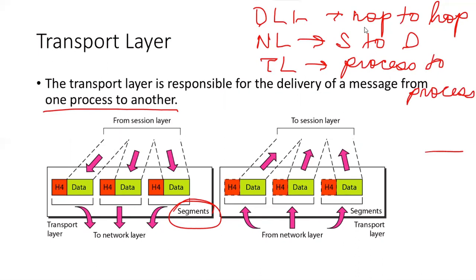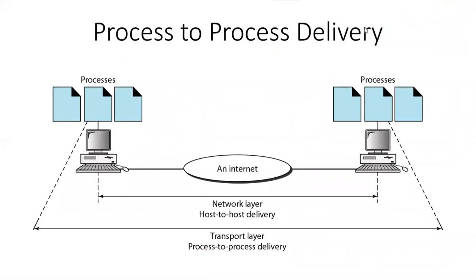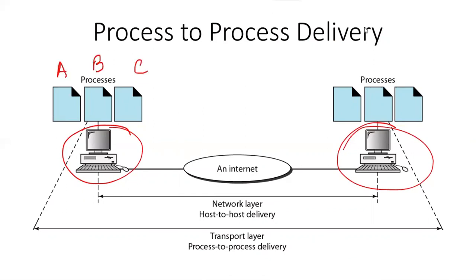So process to process delivery means, this is my host, this is my source, this is my destination. Now inside these hosts, I may have a number of processes running, and by process, I mean some programs. So I may have program A, program B, program C running. Program A can be an email application, program B can be a browser, program C can be, say, MS Word, which you're running. Similarly, in the destination also, you may have different applications present.